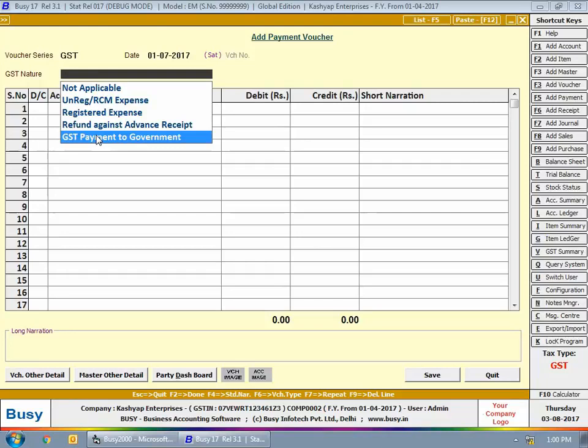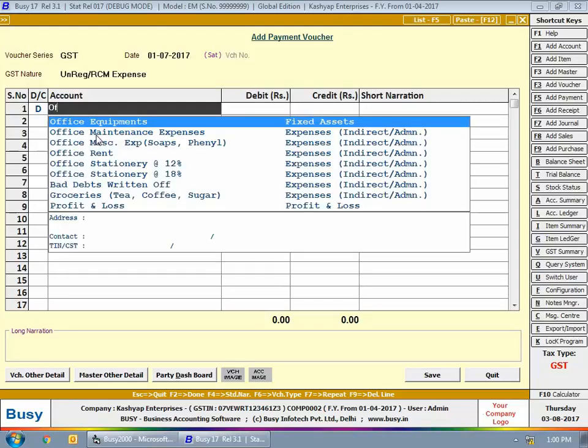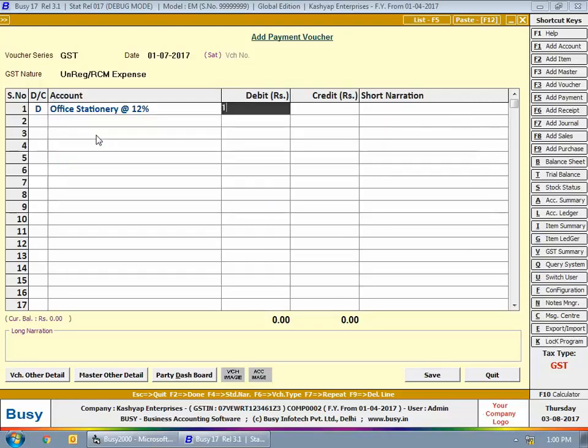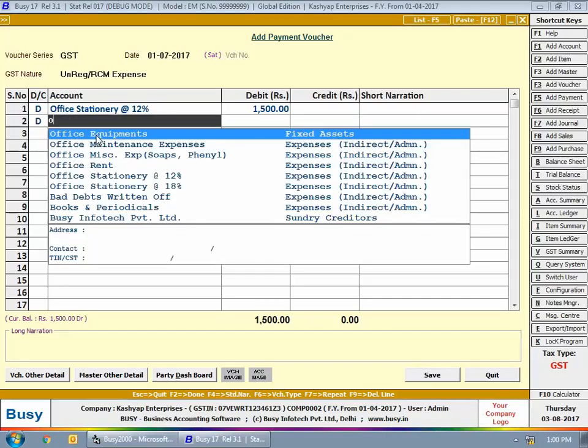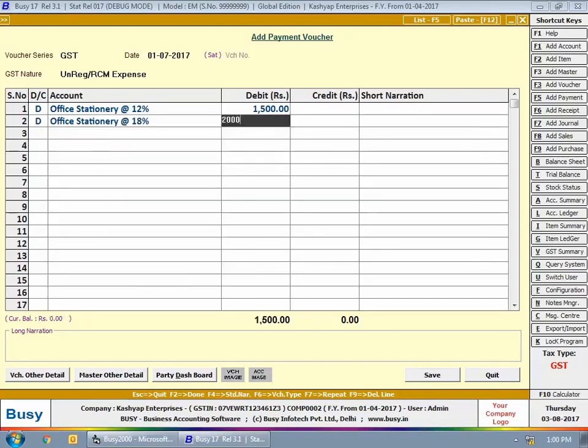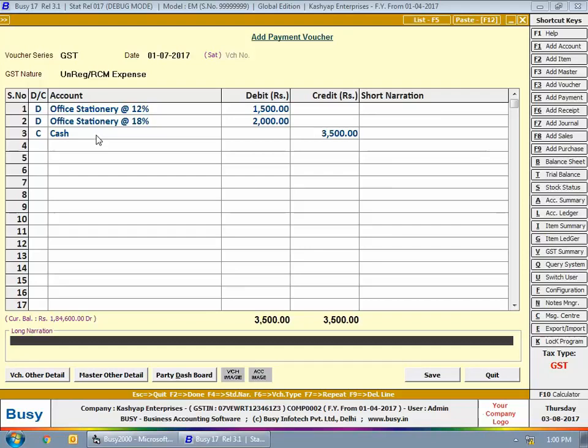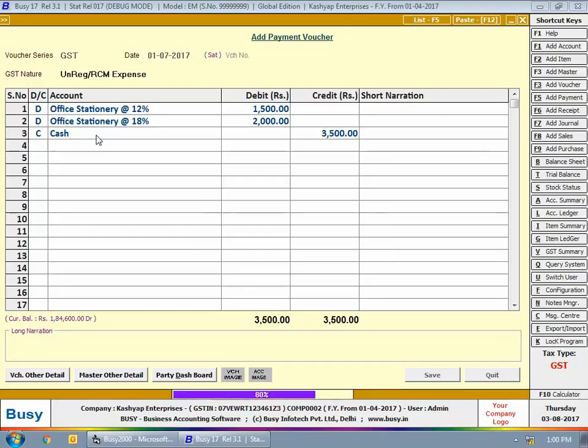So first of all, here we are debiting the office stationery at 12% account with 1500 rupees and office stationery at 18% account with 2000 rupees and crediting the cash account with 3500 rupees. So this bill shows that we have made expenses of 3500 rupees from an unregistered dealer, and this payment is liable to RCM only if the total consolidated expenses of 1st July exceed 5000 rupees.